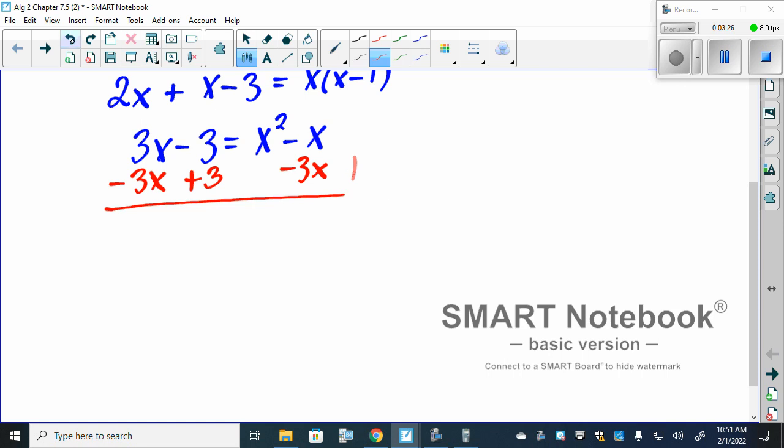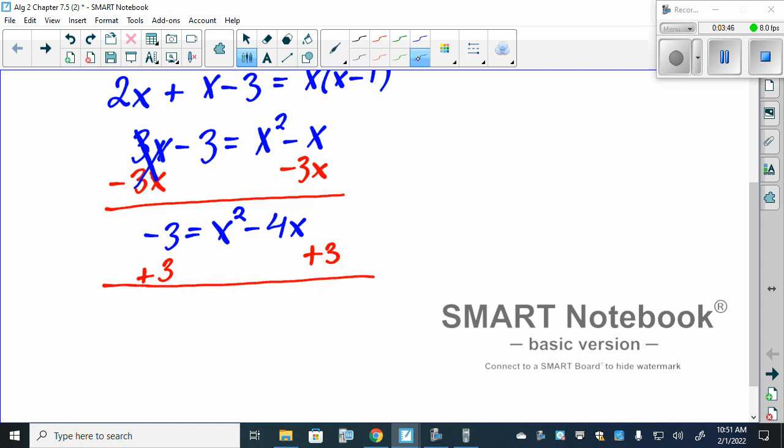But we'll do it in 2 steps, because if we subtract 3x from both sides, these cancel, telling me negative 3 is equal to x squared minus 4x. And lastly, we will add 3 to both sides to get this equal to 0, telling us that 0 is equal to x squared minus 4x plus 3.